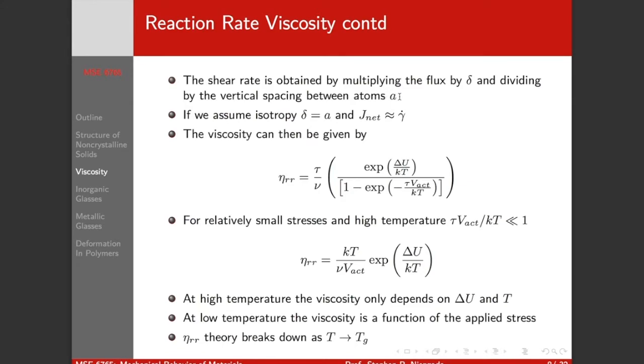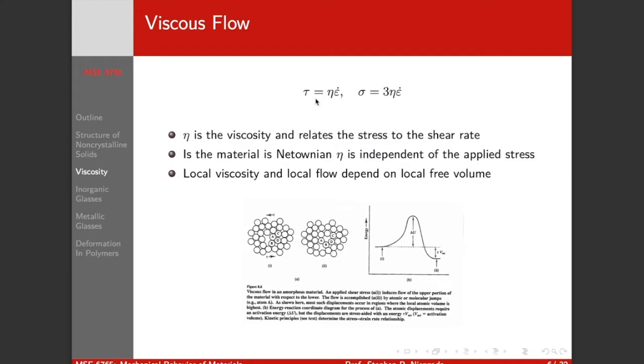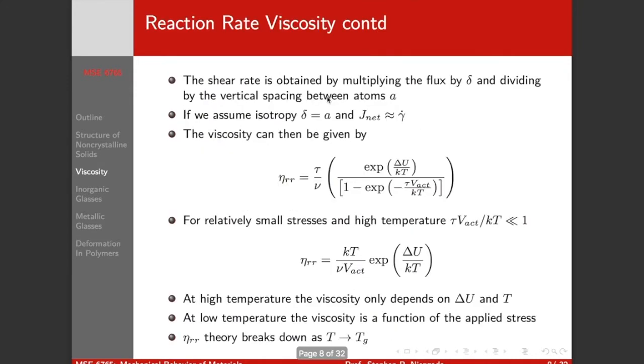divided by the vertical spacing between the atoms. Now, if we assume that our structure is isotropic, the jump distance is going to be the same as the separation in the orthogonal direction. So that means our shear rate is going to be approximately equal to our flux. Right. So now how do we get to viscosity? Well, if we remember back here, viscosity can be our shear stress divided by our shear rate.